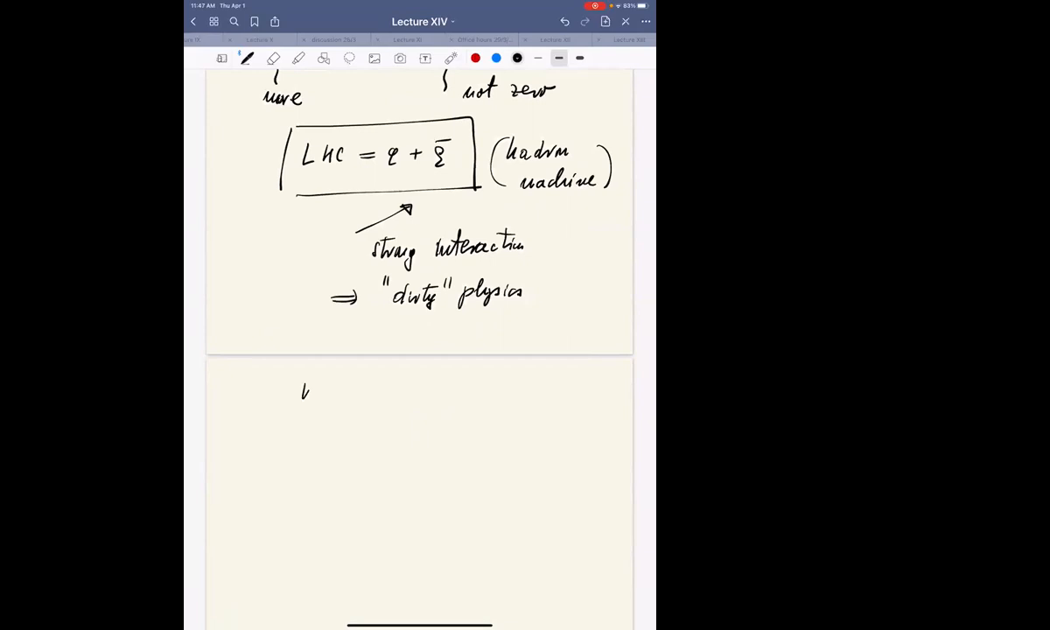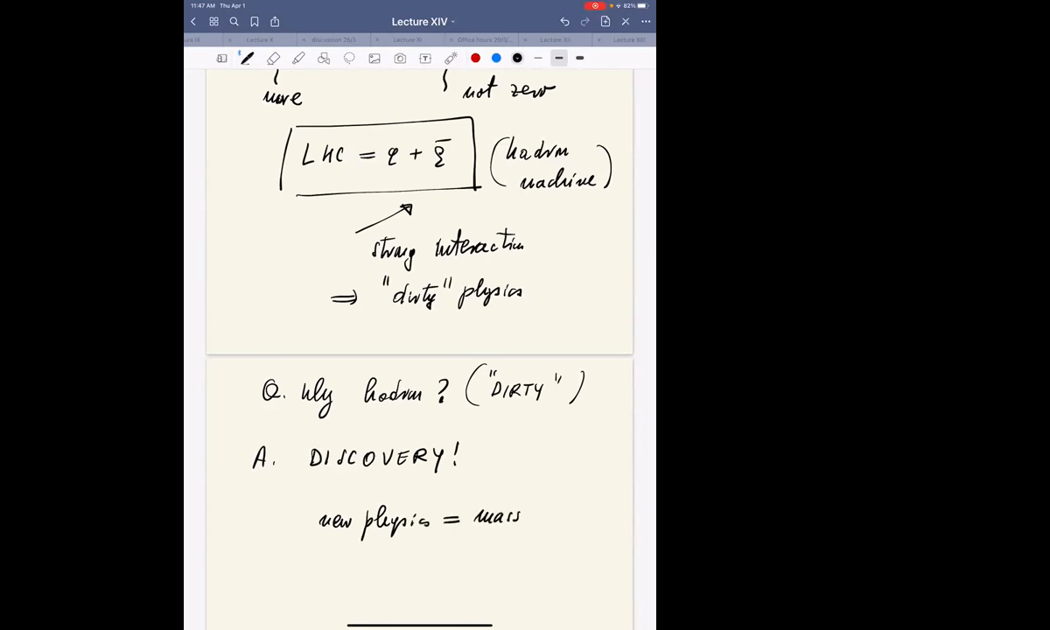So why a hadron machine, which is dirty? The answer: to make discoveries, not to get high precision. Why? Because for new physics, you have a question: what is the mass scale? Typically, you don't know.